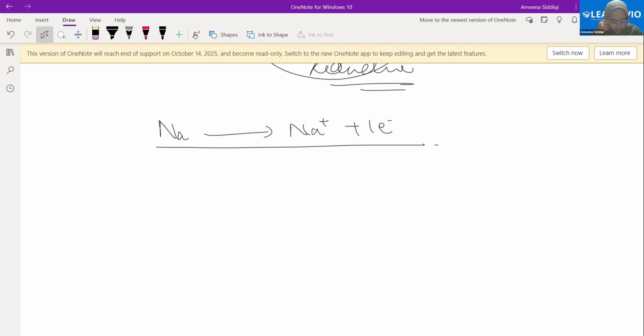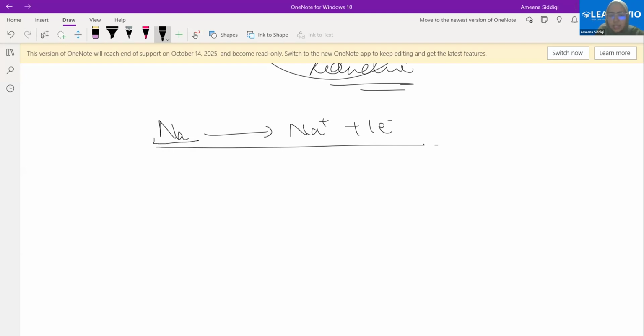Sodium goes under oxidation. Why? Because it's gaining a positive charge. Okay, so are you saying that this reaction is nothing but an oxidation reaction, right? Yeah. Fine. You are absolutely right.